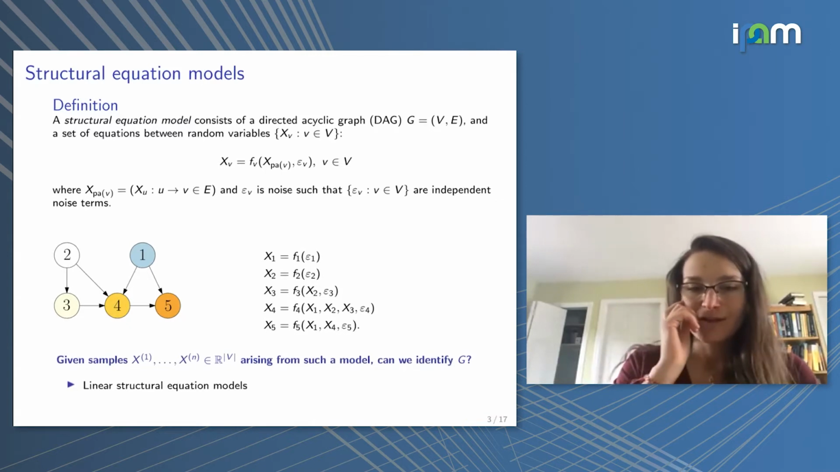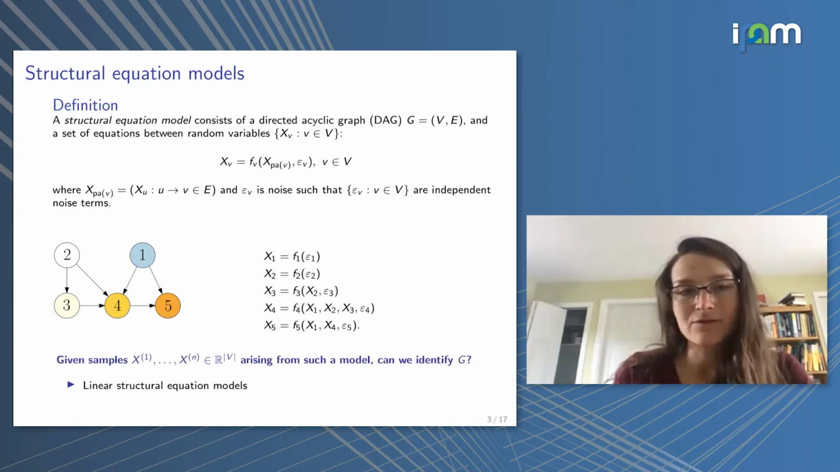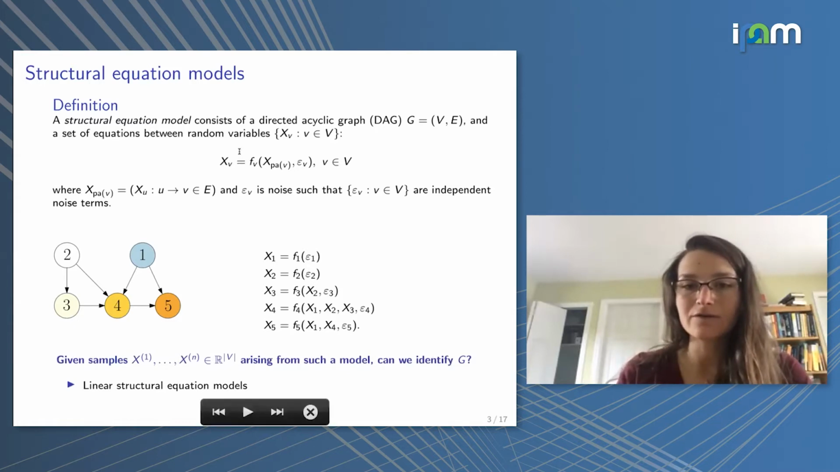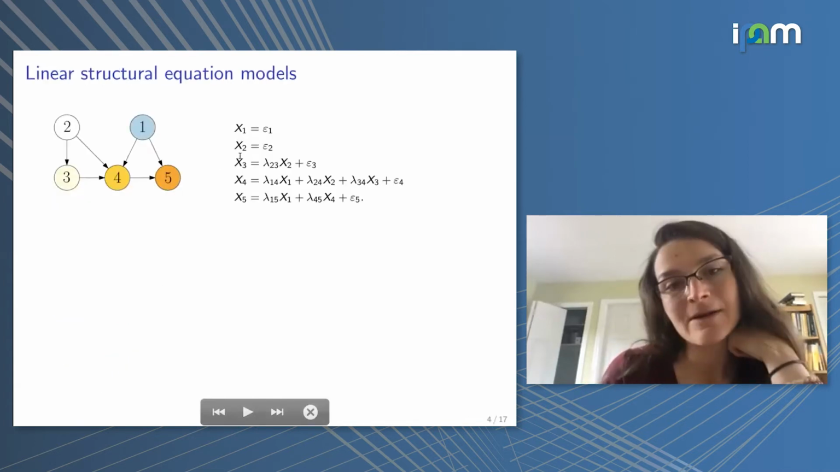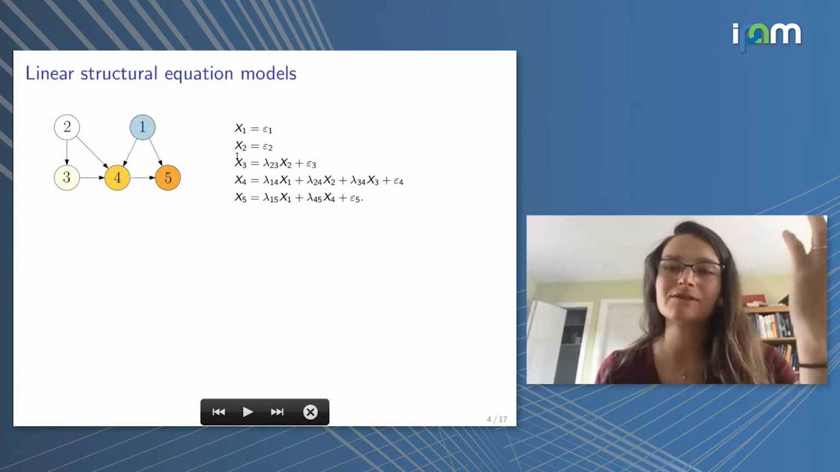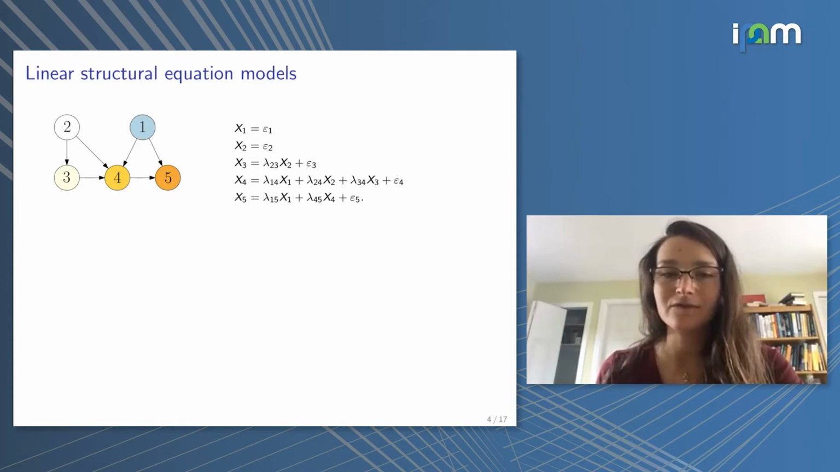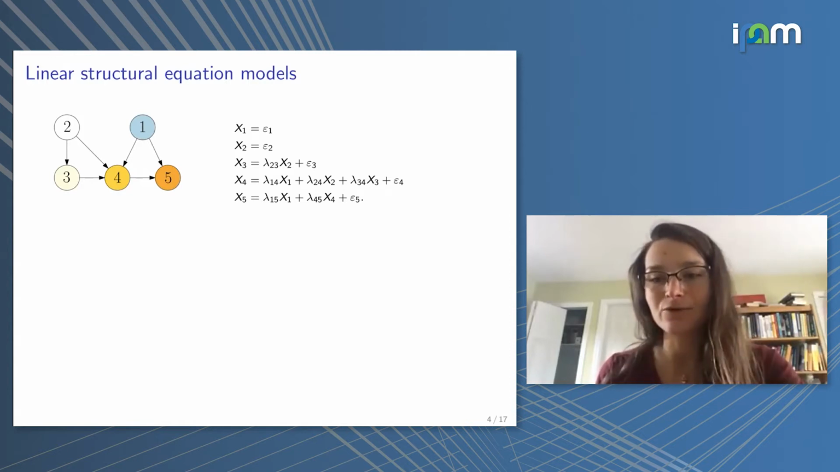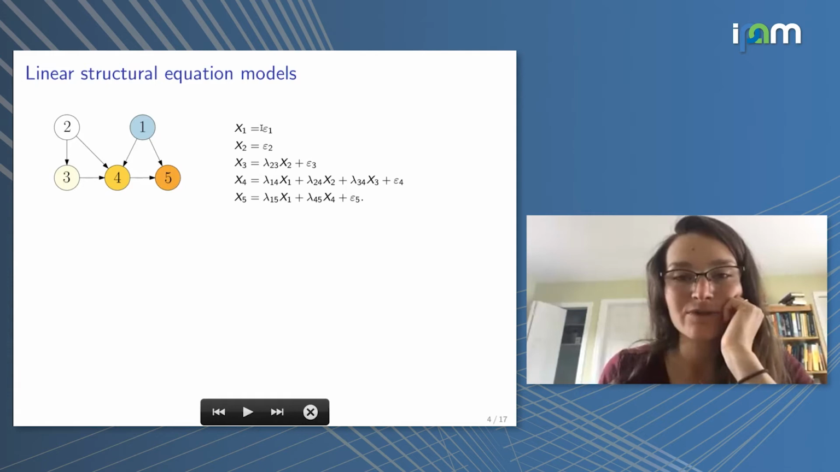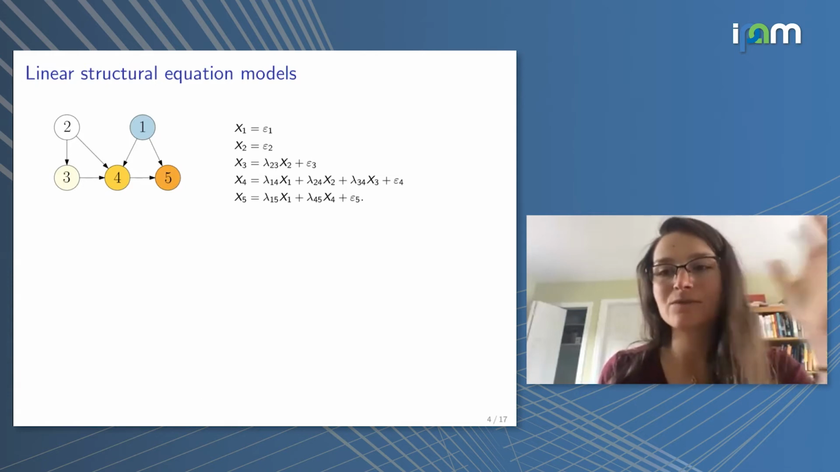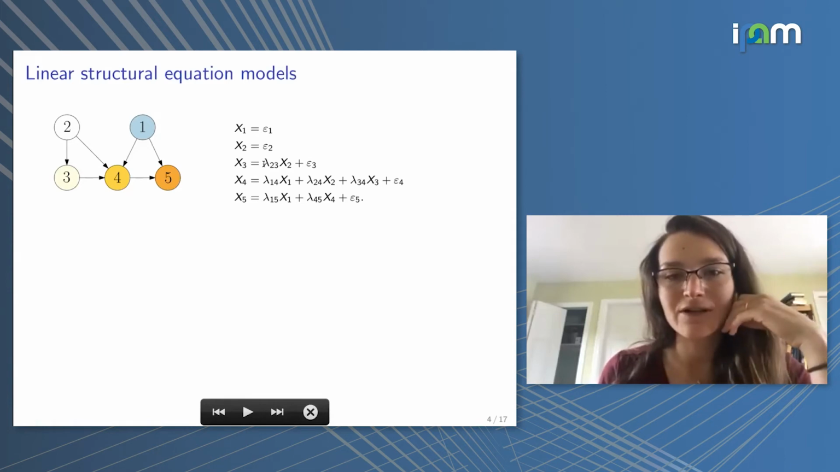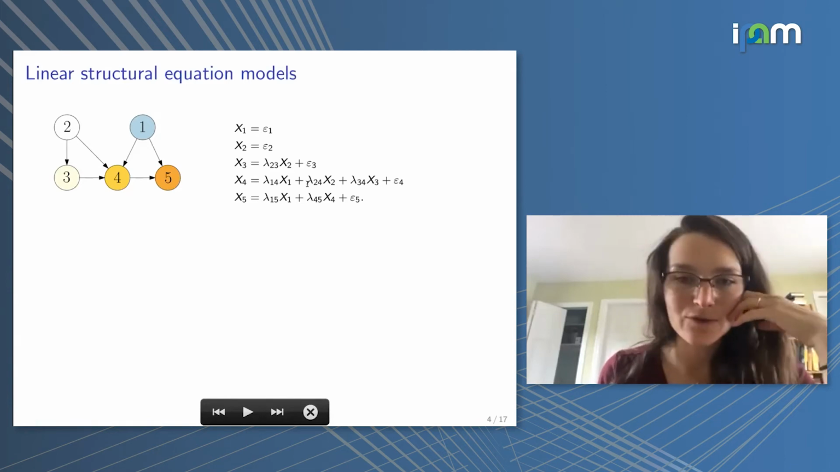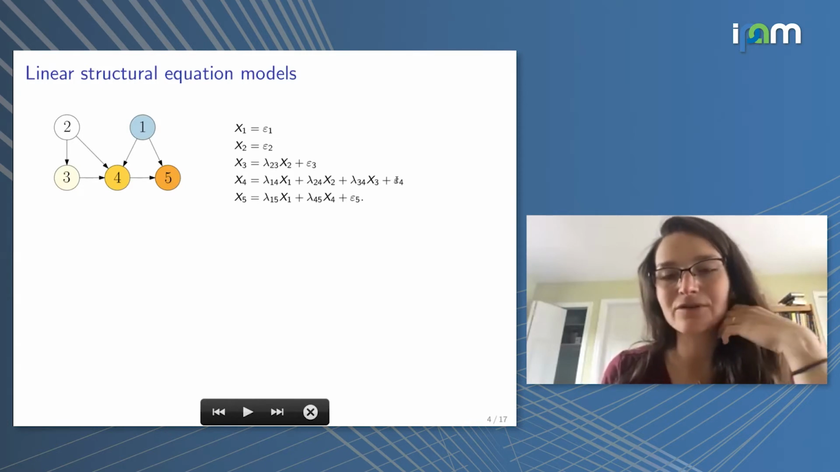Today I'll be talking about a specific type of structural equation models called linear structural equation models. Here, all of these functions f_v are going to be linear. So here's this example, but now everything's linear. What this means is that each x_v is a linear combination of its parents and the noise. So x1 is going to be a constant times epsilon 1, and we might as well subsume the constant into the noise. So x1 is just the noise epsilon 1, x2 is also the noise epsilon 2, and then x3 is a linear combination of x2 and epsilon 3. x4 is a linear combination of x1, x2, x3, and epsilon 4, and so on.